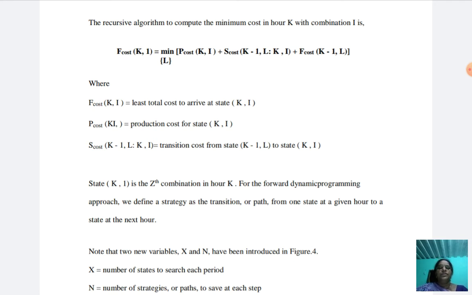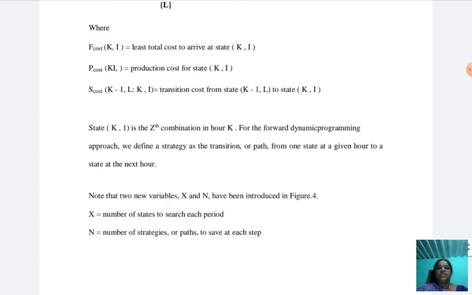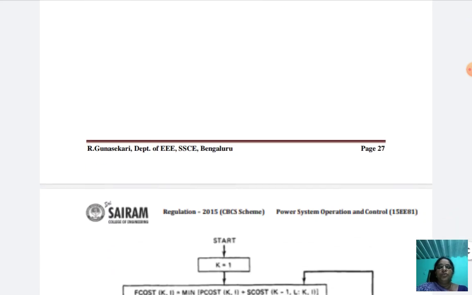For the forward dynamic programming approach, first we define the strategy as the transition or path from one state at a given hour to a state at the next hour only. So in this case, we are using two variables. One is X, the second one is N, where X is nothing but the number of states to search each period. N is the number of strategies or paths to save at each step only.